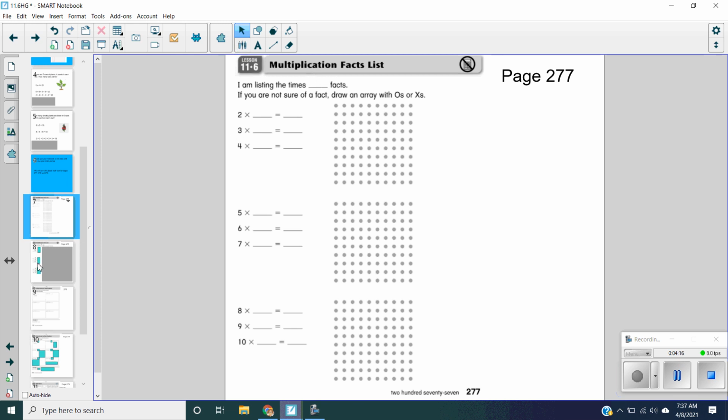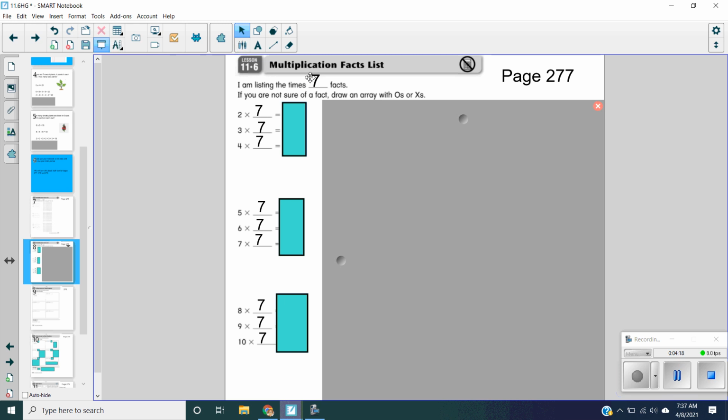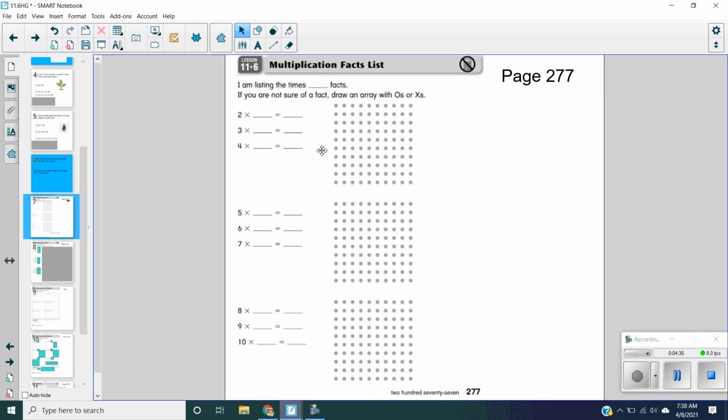So what I would do is I would write, I'm going to choose the times 7 facts. And notice how I put a 7 on all of the lines here. If you want to choose 7 too, that's great. If you want to pick a different fact, then whatever number you write up here, you should also write on the lines. So once you have that written down, you're going to solve your problems.